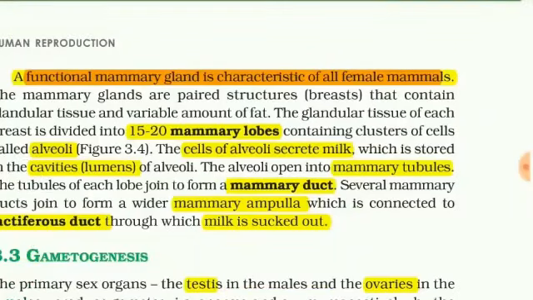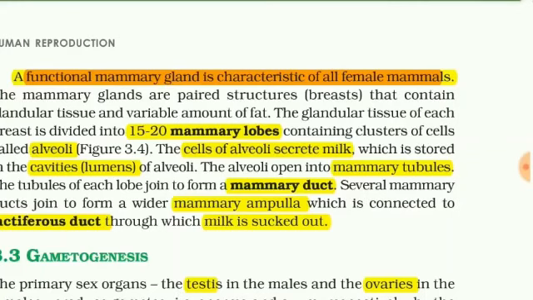The functional mammary gland is a characteristic of female mammals. The mammary gland has a pad structure. The breast contains glandular tissue and a variable amount of fat. The glandular tissue is divided into 15 to 20 mammary lobules, which form clusters of cells called alveoli. These alveoli are not related to the lung alveoli; they are actually different.